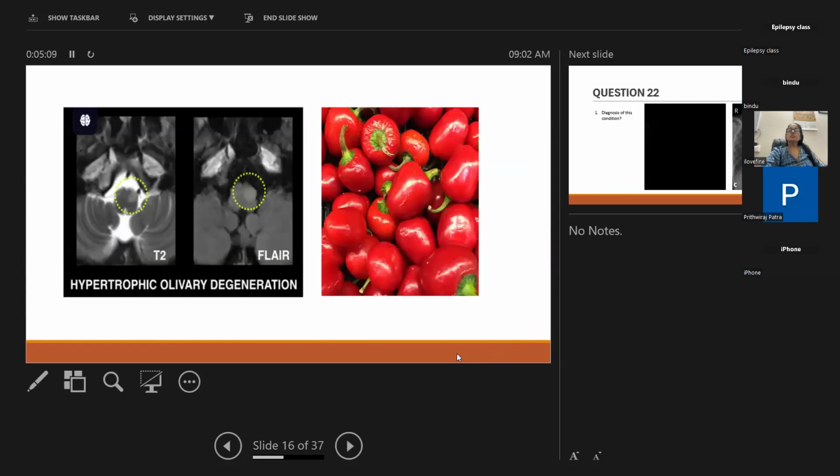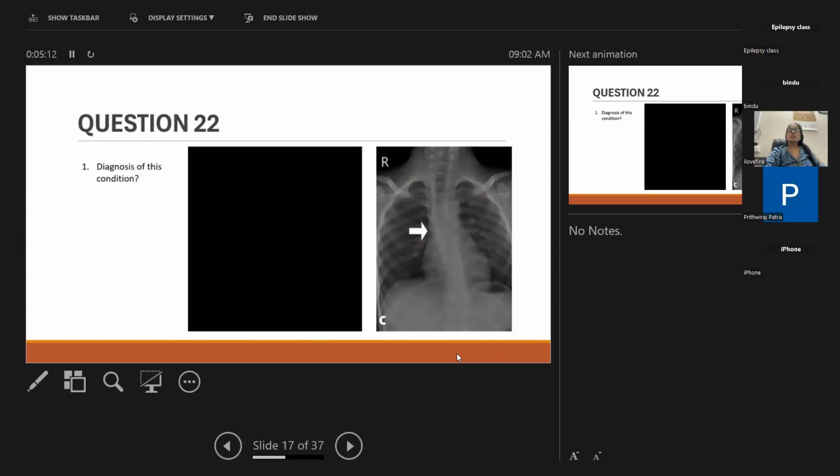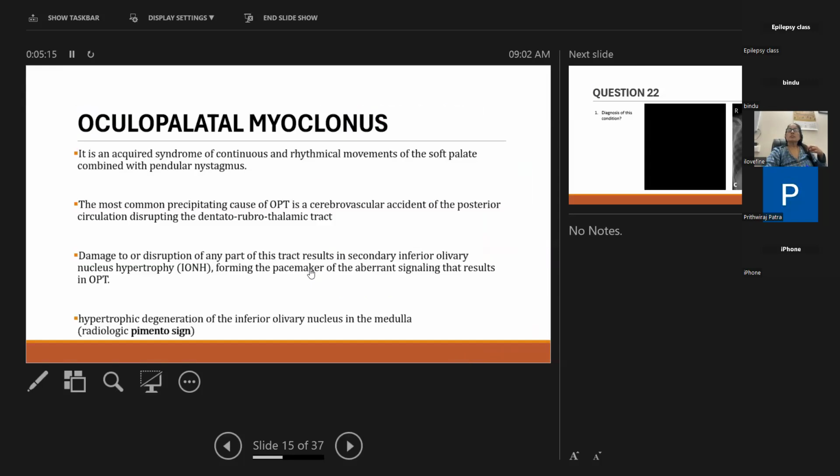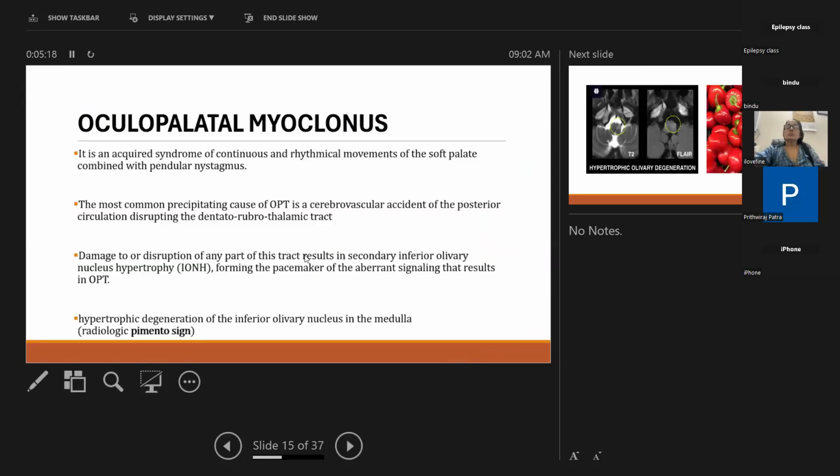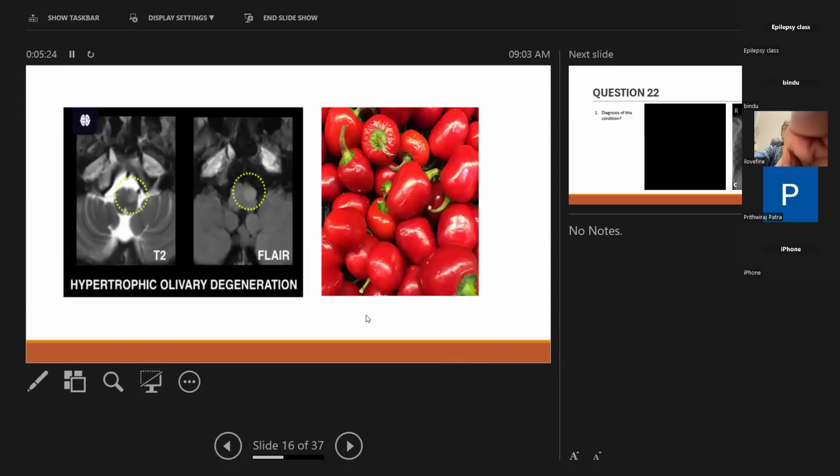And this is a pimento sign, which is seen in this condition. Question number 22. Sir, actually, in this triangle there is a lesion in the Guillain-Mollaret triangle. No, sir. This is like pepper.